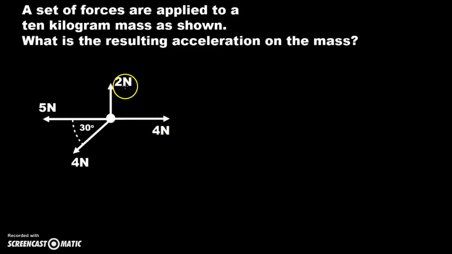So we see we have a 2 Newton, a 4 Newton, a 4 Newton here, and a 5 Newton. So we've got a bunch of them. And we want to know, what is the resulting acceleration on the mass? So I know that net force is equal to mass times acceleration. And these are vectors. I have to remember that's a vector. I know the mass, so it will be a 10 kilogram mass times my acceleration, but I don't know what the acceleration is, and I don't know what the net force is.